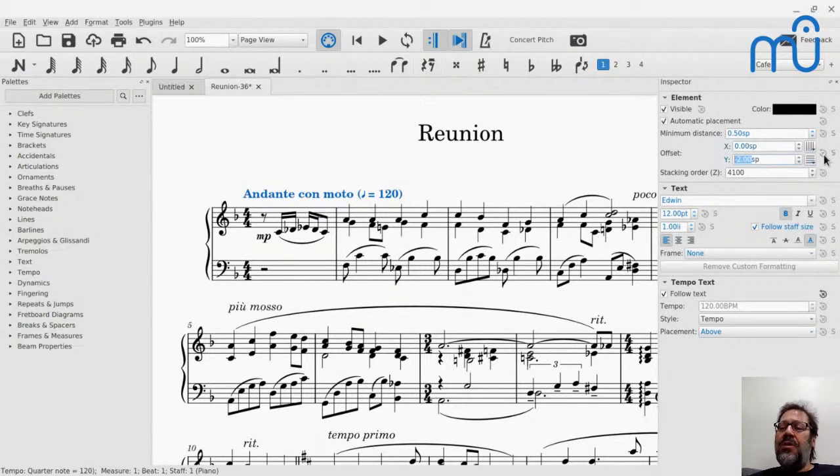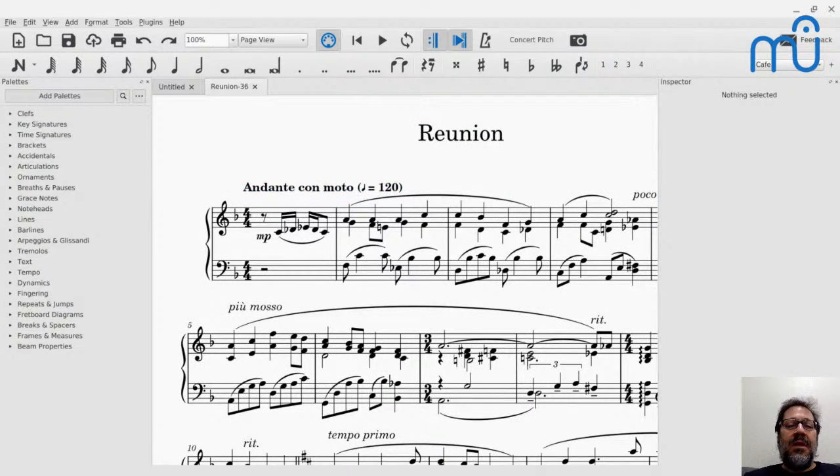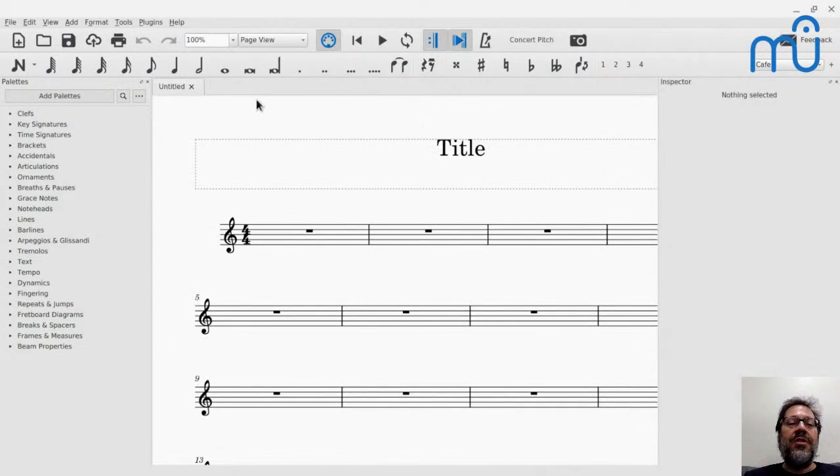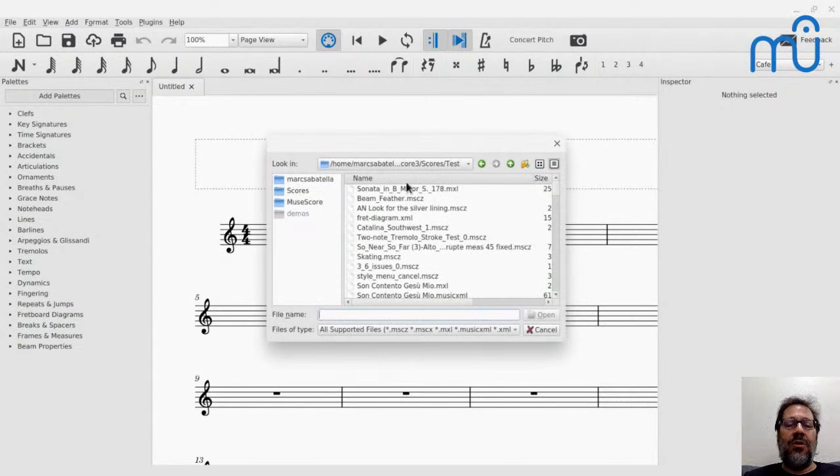So I'm going to reset that back to its default. In fact, I'm just going to undo. There we go. In fact, I'm going to close this score and reopen it. The deal is I am using MuseScore 3.6 here. It's not released yet. This is still the release candidate that was released a week or so ago.